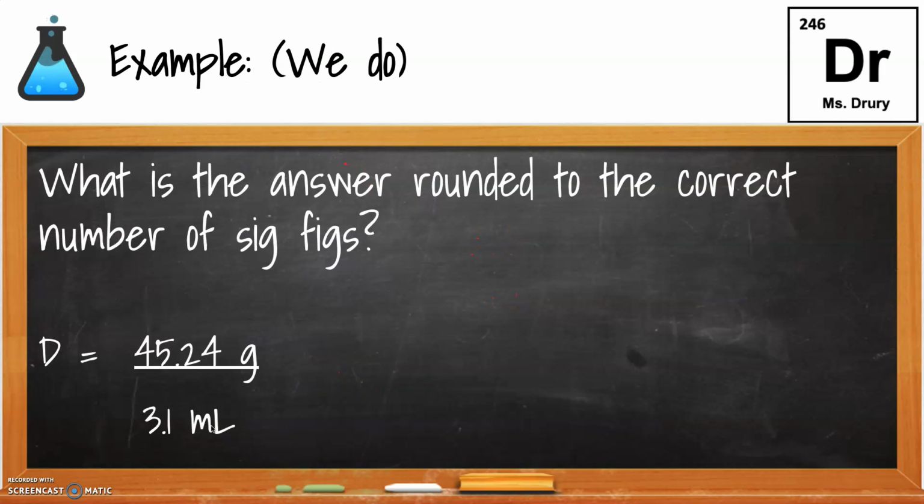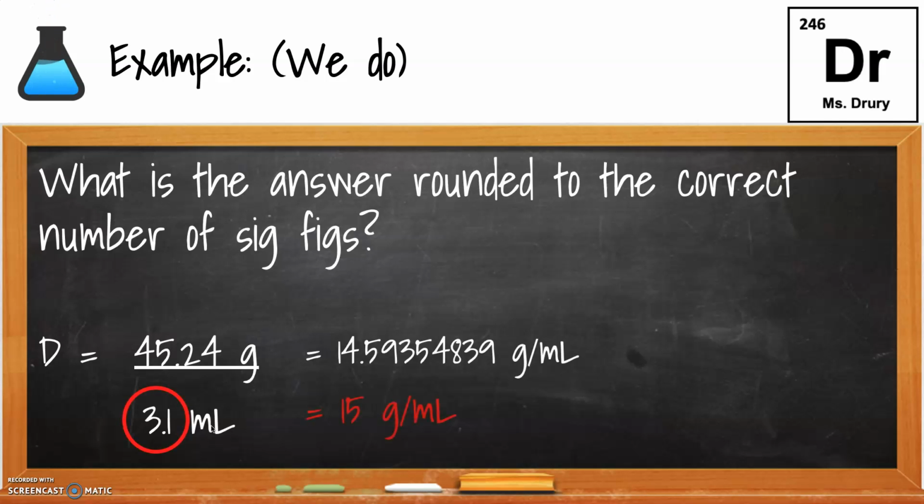Together, what is the answer rounded to the correct number of sig figs? I'm going to give you a moment to put it in your calculator and decide how many sig figs you should have and round it. Did you get a first answer that's really long and then change it to just 2 sig figs and get 15, because the 5 makes the 14 go up a little?